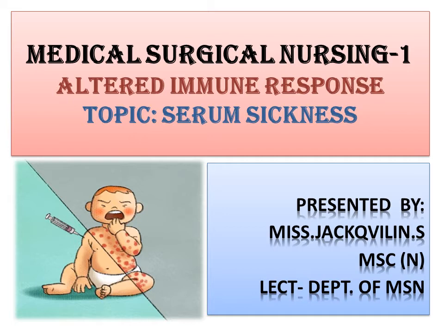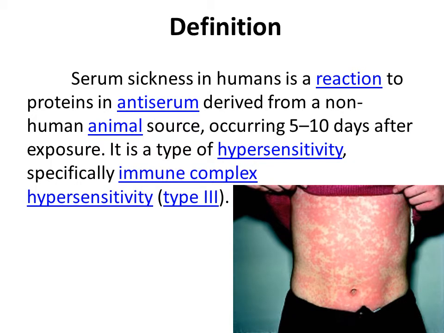The unit is Altered Immune Response. In the previous videos, I have explained a few other topics from the same unit, that is anaphylaxis and drug allergy, and now I'll be dealing with one more topic that is called serum sickness. So what is serum sickness? From the word serum itself, you can make out that this is something related to blood and our immune system. Now we'll see what serum sickness actually means.